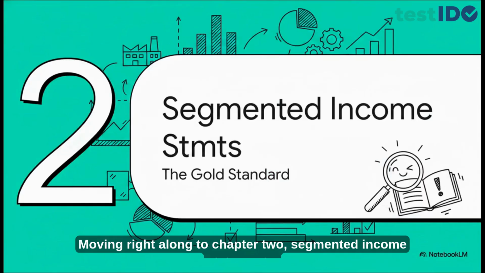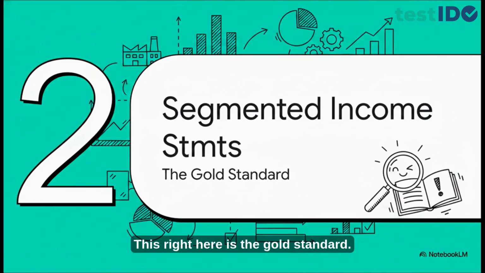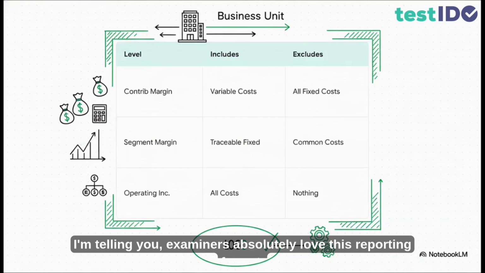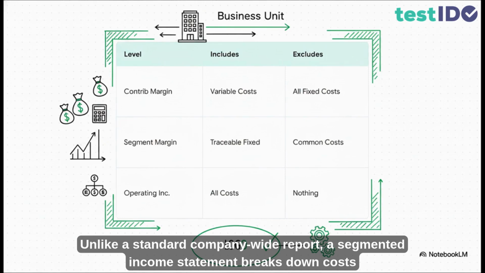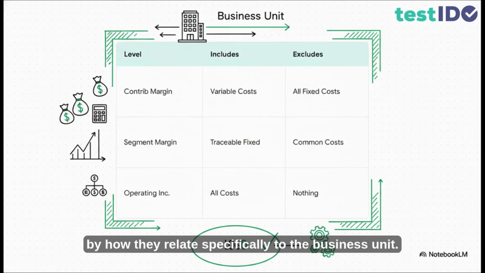Moving right along to Chapter 2, Segmented Income Statements. This, right here, is the gold standard. I'm telling you, examiners absolutely love this reporting format. Unlike a standard company-wide report, a segmented income statement breaks down costs by how they relate specifically to the business unit. We have 3 distinct levels of profit here.